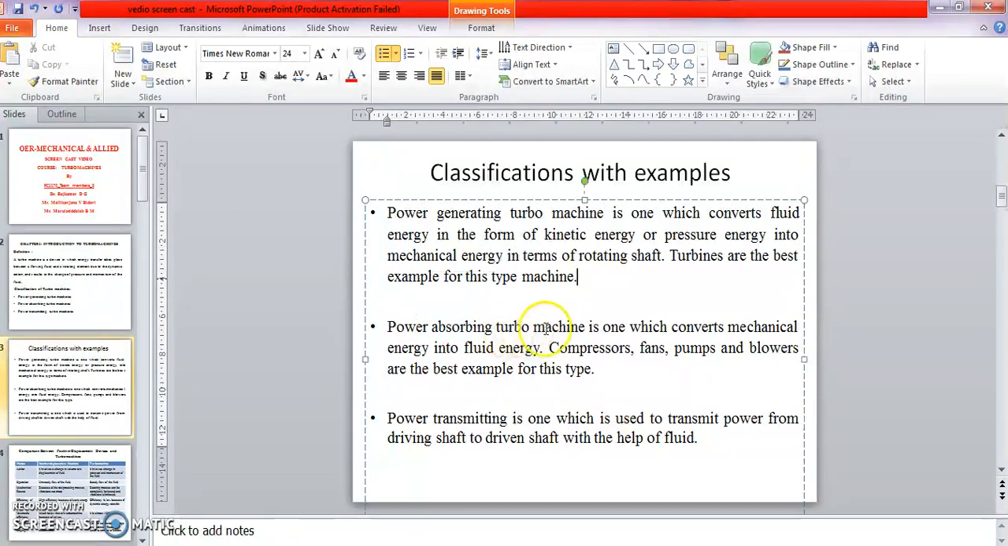Coming to power absorbing turbomachine, it is one which converts mechanical energy into fluid energy. The best examples for this are compressors, fans, pumps and blowers. Coming to a power transmitting machine, it is one which is used to transmit power from the driving shaft to the driven shaft with the help of fluid. So in power transmitting machines, from an IC engine the power will be transmitted to an alternator. Here we are going to convert the mechanical energy into electrical energy.